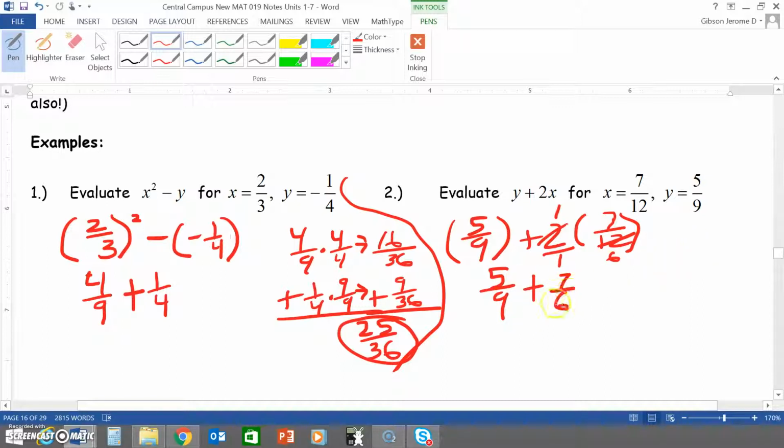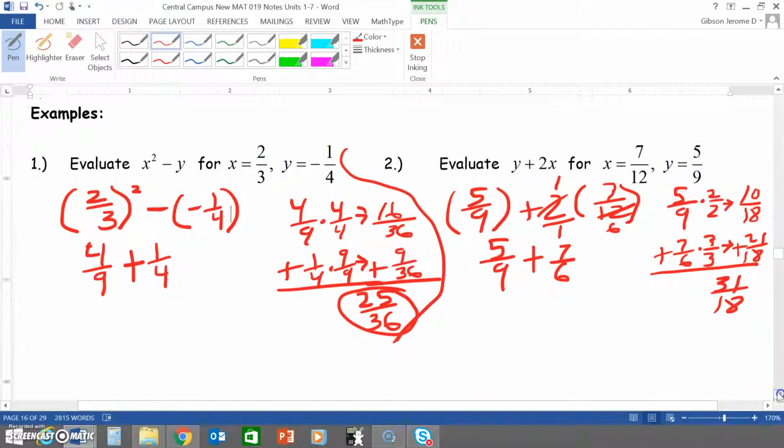We have to find a common denominator for 9 and 6. We can set this up vertically again. Common denominator of 9 and 6 is 18. So we'll multiply this fraction by 2 over 2 and this fraction by 3 over 3. So this will give us 10 over 18. This will give us a positive 21 over 18. When we add these together, it'll give us 31 over 18. Now, we can't simplify this anymore because it's already simplified.